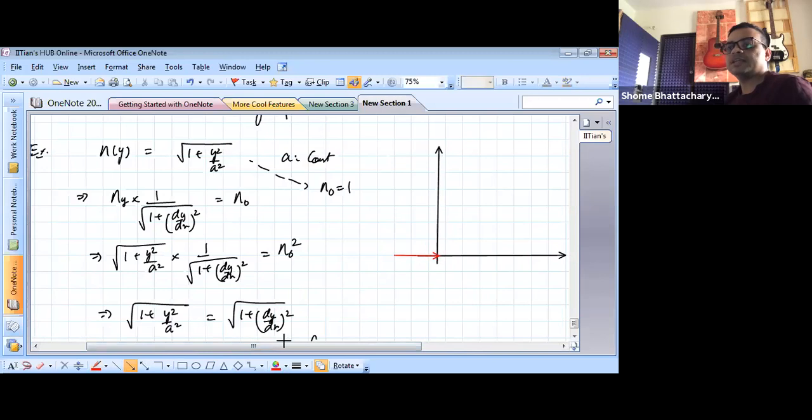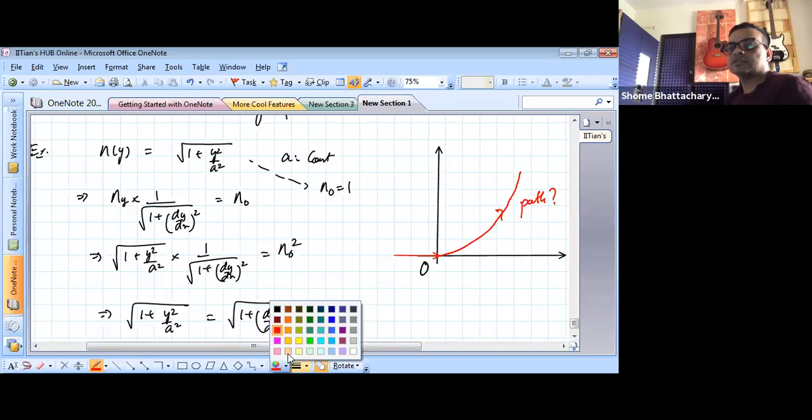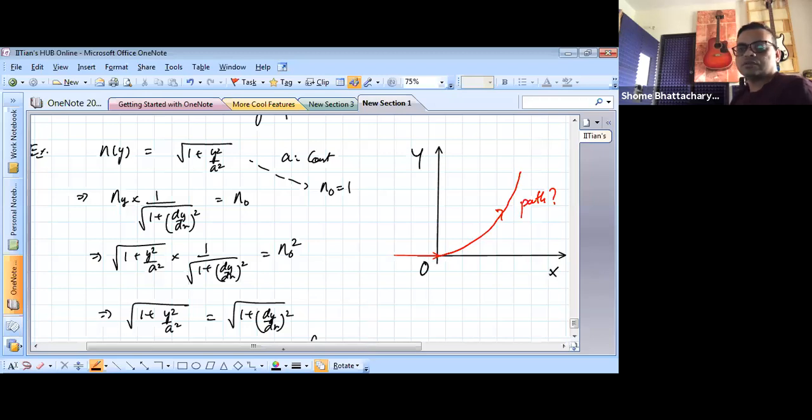Here is the incident light. So we know that it will keep bending towards the north, going this way. We want to find out what this path is, as y is a function of x. So this is what we end up solving. So this is the sum.